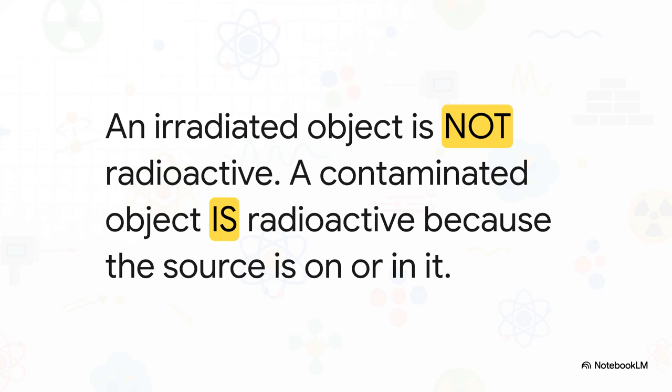So this is the absolute key takeaway. If you remember one thing, make it this. An irradiated object is not radioactive. The danger stops when the source is removed. But a contaminated object is radioactive because the source of radiation is now physically on it or in it. That is the critical difference.